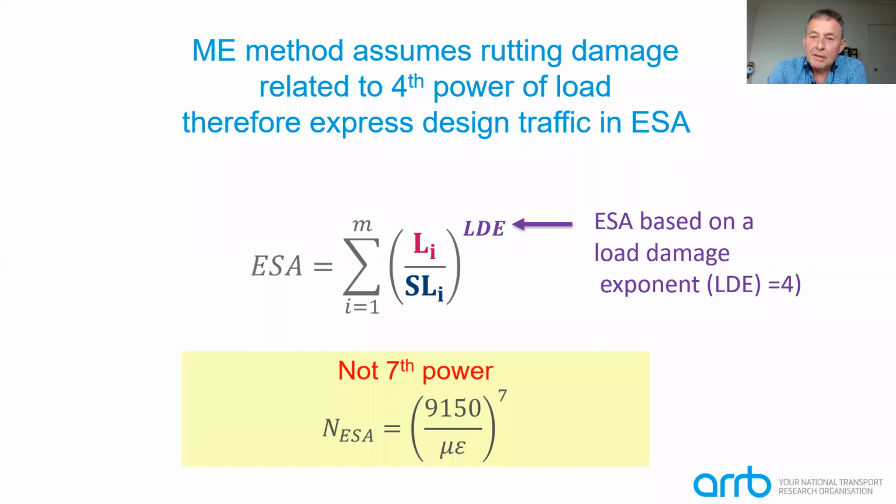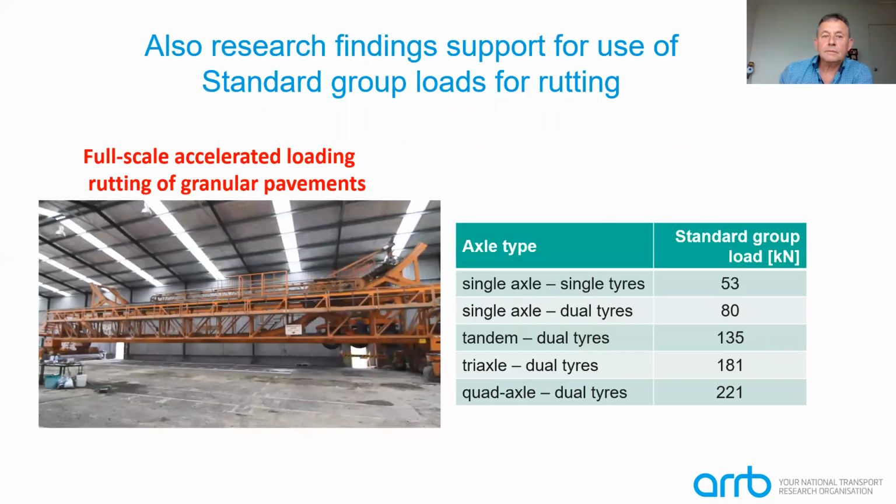So the mechanistic method assumes that the rutting damage is related to the fourth power of load, and therefore we continue to express the design traffic in ESAs of loading. And we don't assume that the damage is related to the seventh power, because we think that the seventh power is an artifact of the way we do our modeling in our design system and how we calculate strains, rather than a fundamental relationship between the effect of load on performance. So that just reinforces it.